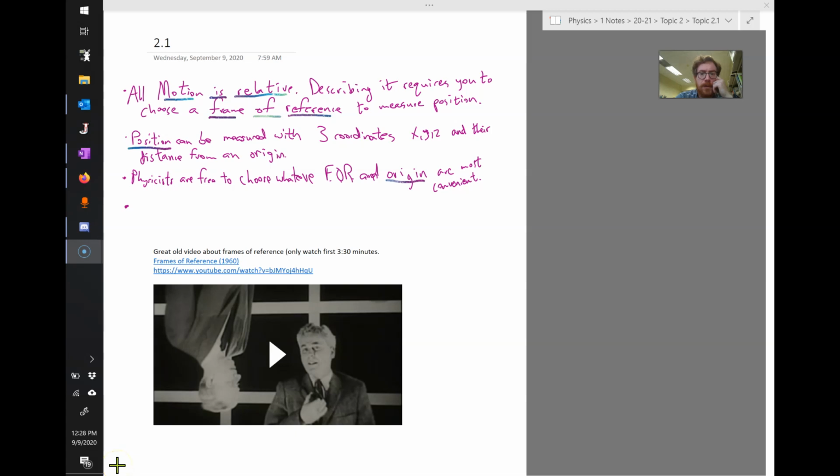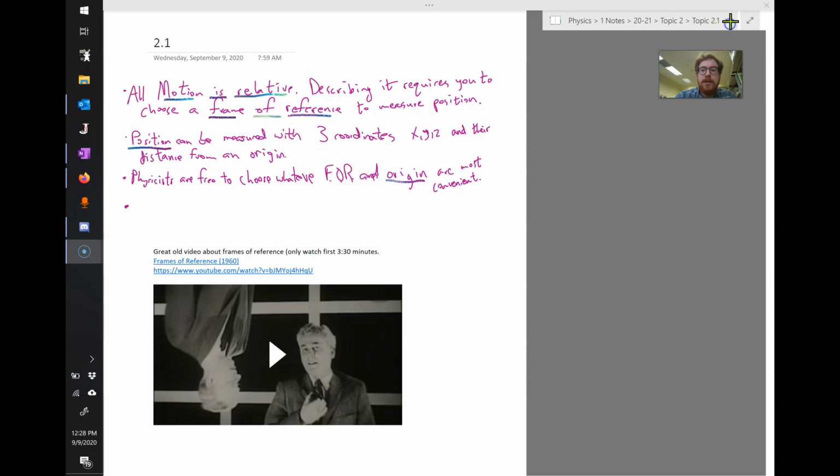Hey everyone, we are going to talk about topic 2, which is a pretty large topic in IB physics. It's where a lot of the stuff that people think of as physics happens. So we're going to be on topic 2 for a while. 2.1 is the very beginning of studying motion. So we won't do forces in topic 2.1.